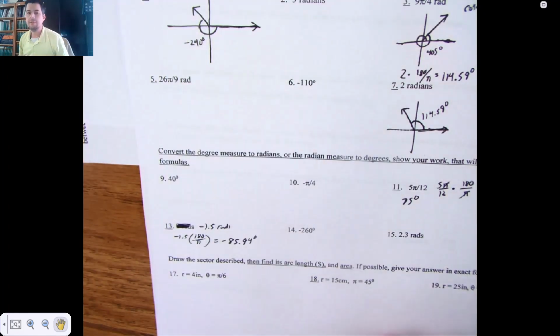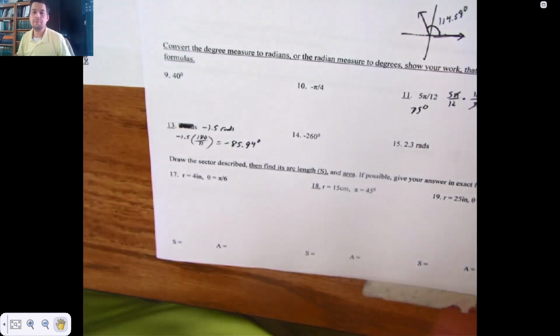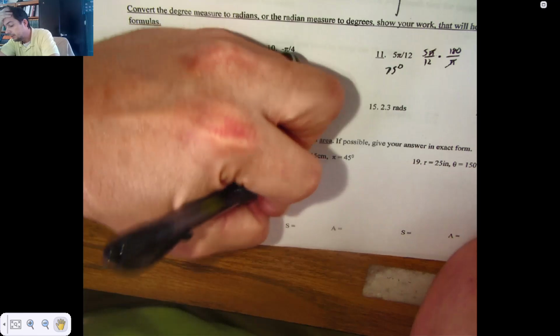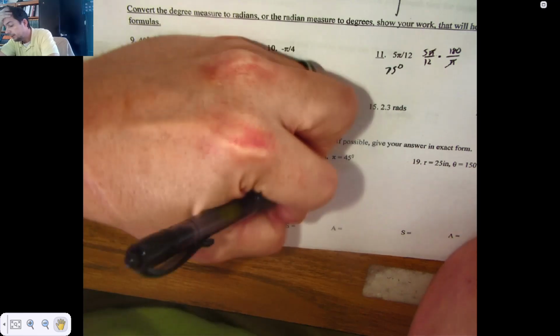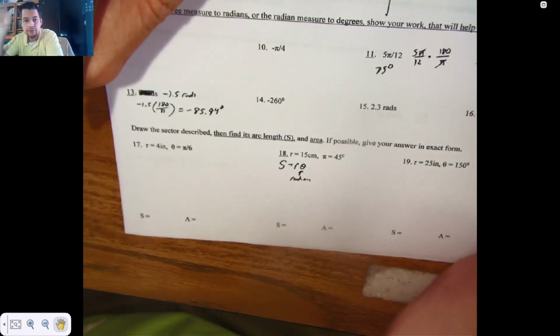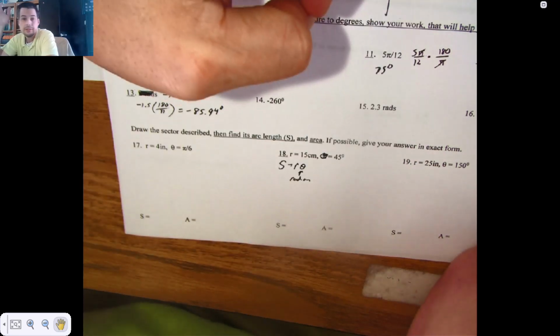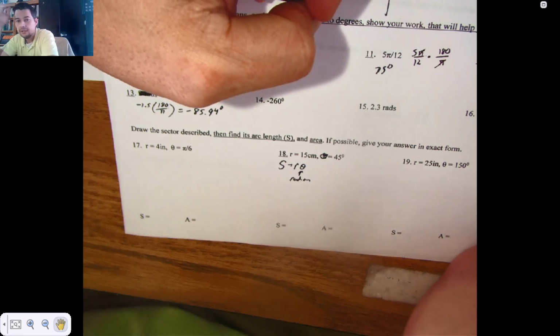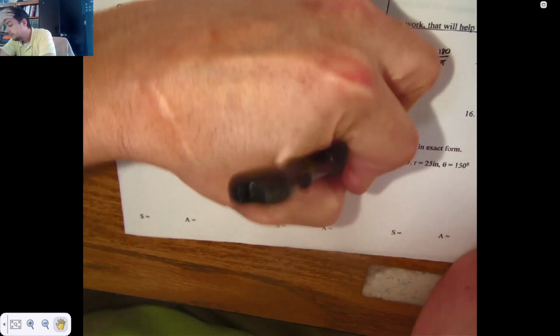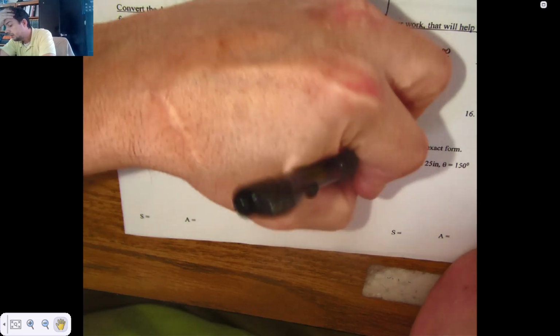All right, what's up next? Next up is number 18. So you're supposed to find arc length and area. The formula for arc length is the radius times theta, but theta is a radian. So you're going to take your 45 degree angle and you're going to have to convert it. If you don't memorize it, you're going to have to use your little formula. That should say theta. You can take your 45 degrees and multiply it by pi over 180.